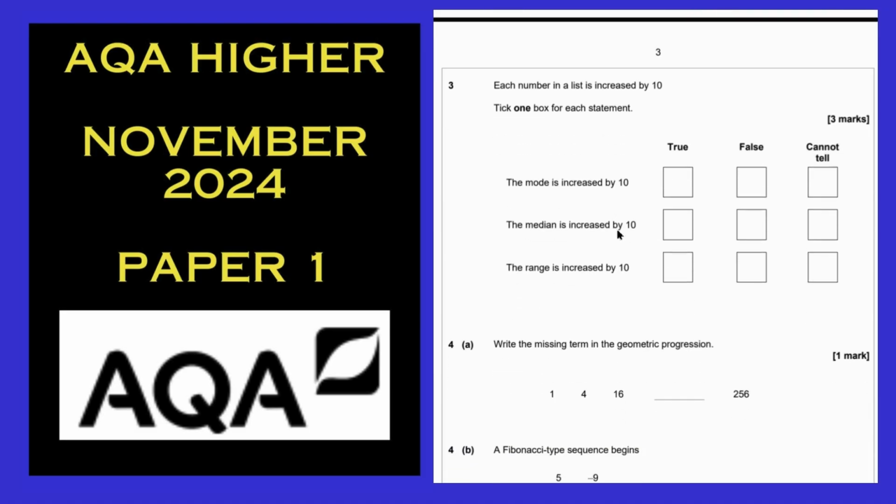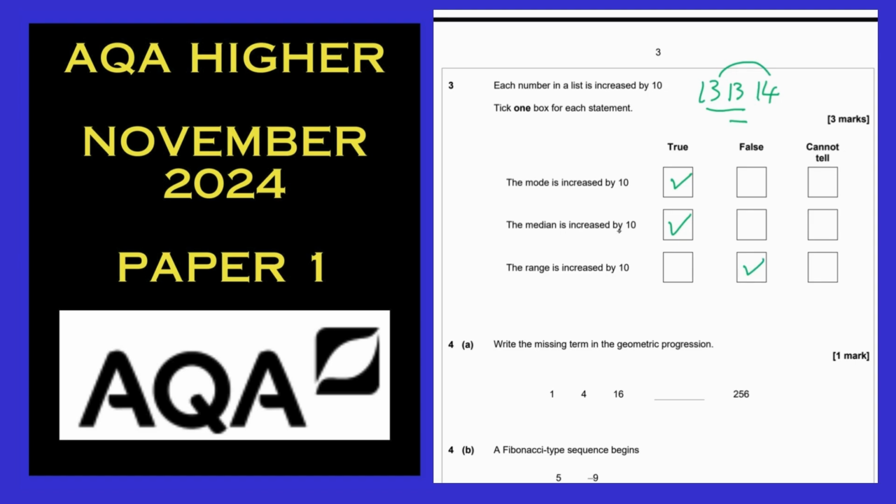Number 3, firstly, you may know this straight away, in which case good luck to you and get them ticked. If you don't know, pick a little list. There's my small list. The mode of my list is 3. If they all went up by 10, 13, 13 and 14, that means the mode has indeed increased by 10, as has the median. What hasn't, though, is the range. The range at the moment is 1, and if we've increased them all by 10, the range is still 1.